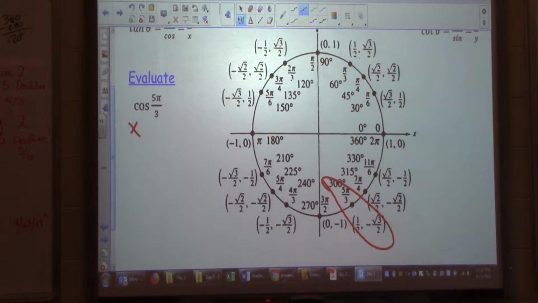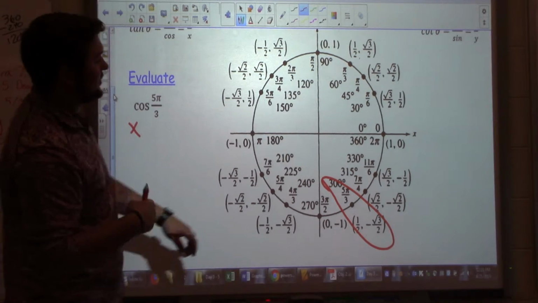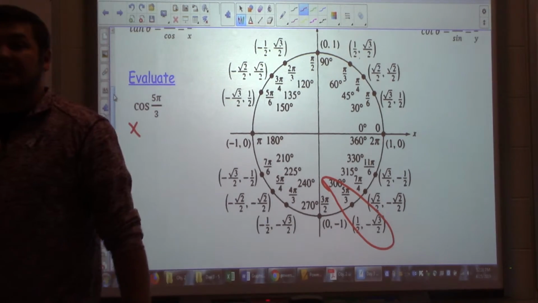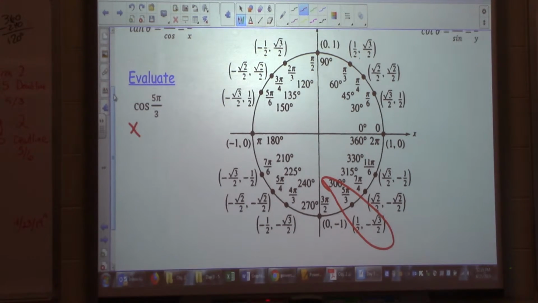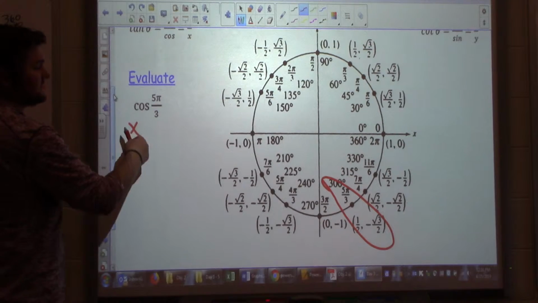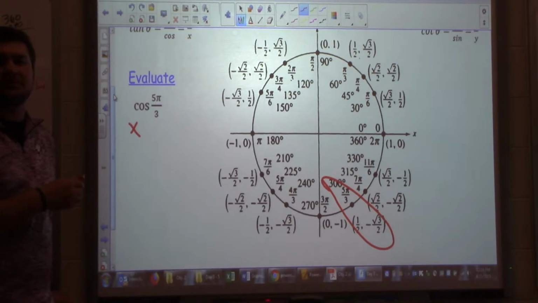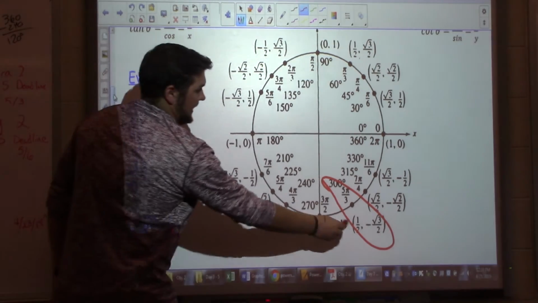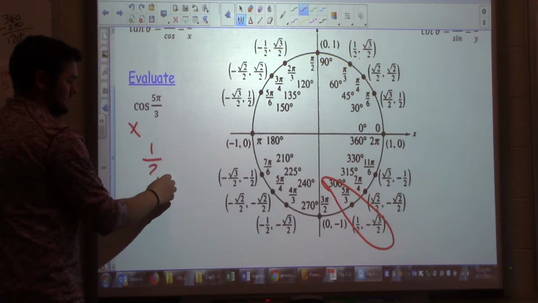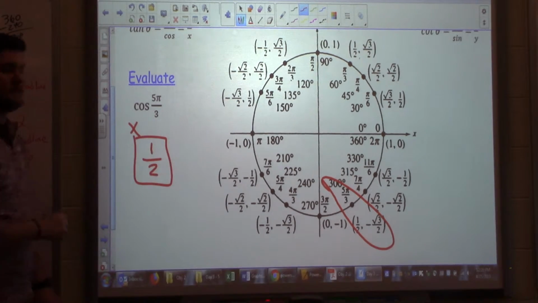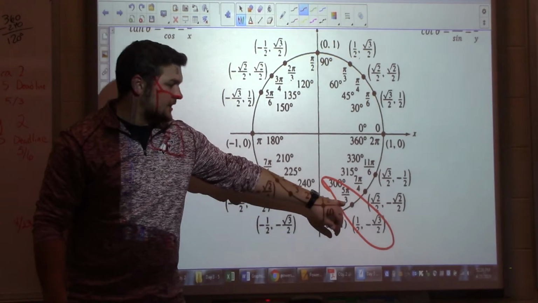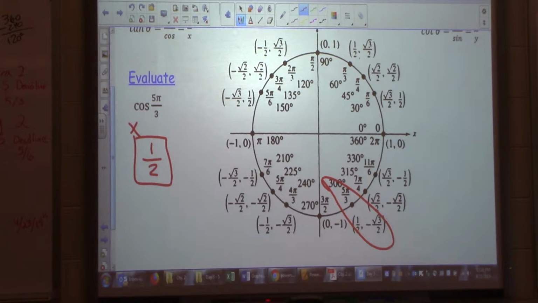If we ever give you like 8 pi over 3, and that's not on there, then you can change it to degrees and find it. But if it's on there, just use that radian, right? What is my x value at 300 degrees, or 5 pi over 3? 1/2. So my answer would be 1/2. Right? 5 pi over 3 is right here. Alright? Any questions so far?